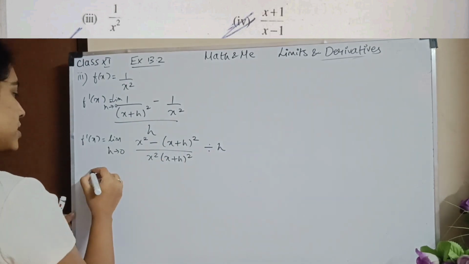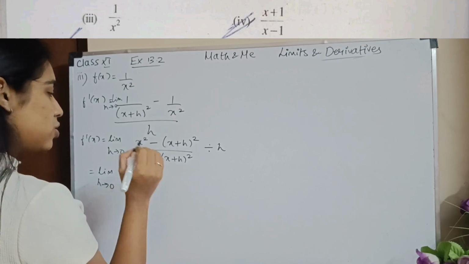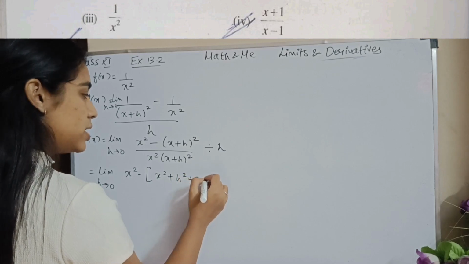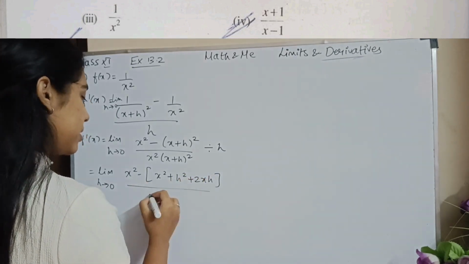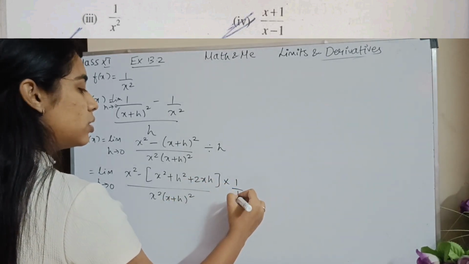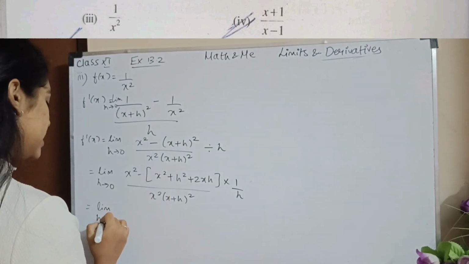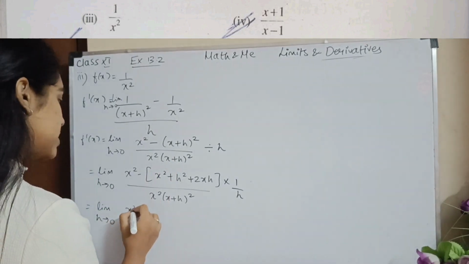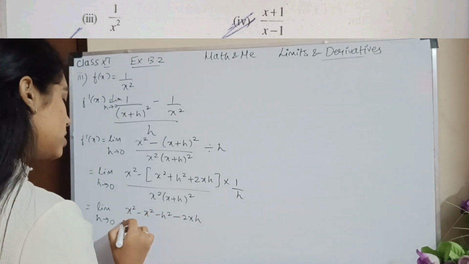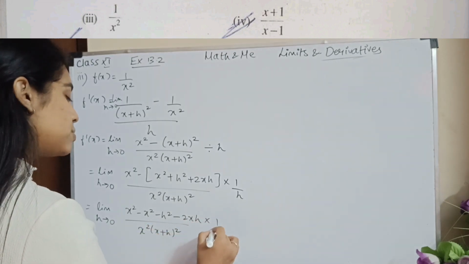I've written it here. Okay? So this is equal to limit h tends to 0 of x square minus, open the bracket, a plus b the whole square, x square plus h square plus 2xh, the whole divided by x square into x plus h the whole square. This becomes into 1 by h. Correct? So now I'm going to open the brackets. I have limit h tends to 0 of x square minus h square minus 2xh the whole divided by x square into x plus h the whole square times 1 divided by h.